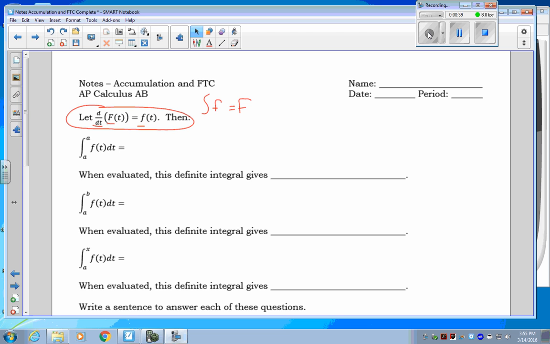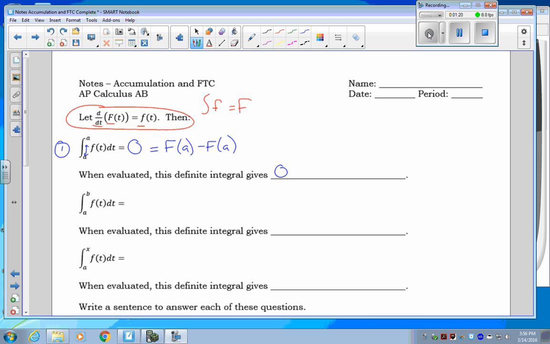So let's take a look at this first one. We have the definite integral from a to a of little f of t. If we wanted to write that in our definite integral evaluation form, we can. We know that this is 0 because there is no area from a to a. There's no width, so there's no area. But this is also the same as F of a minus F of a. So that also gives me 0. Capital F, of course, being the antiderivative of little f. So when this is evaluated, the definite integral gives us 0.